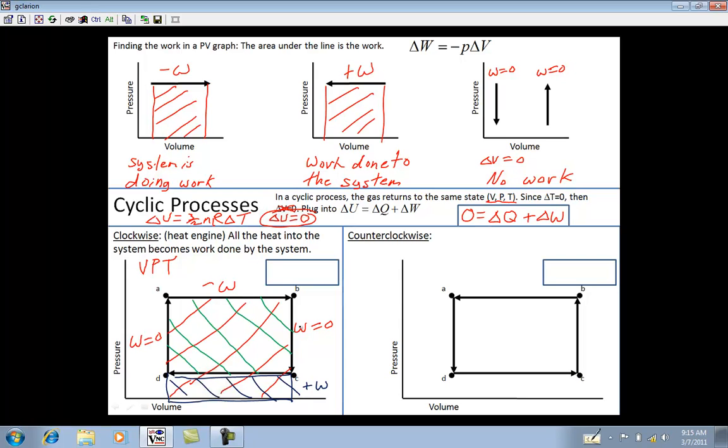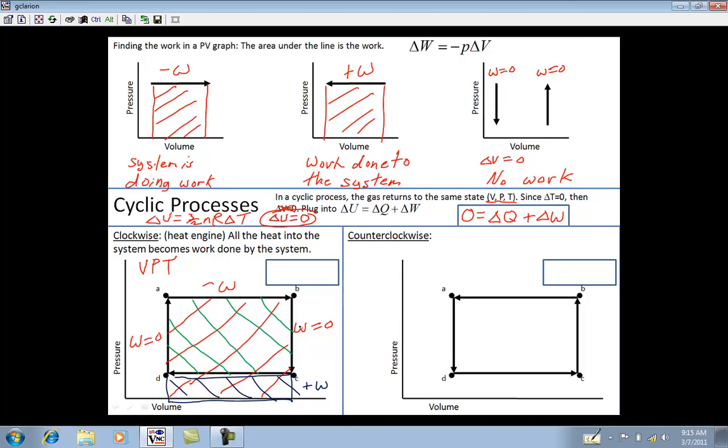Okay, but on each part from A to B, the pressure is constant. So it's isobaric from A to B. The pressure is constant from A to B, and then constant from C to D. And it's happening at different pressures. That's why less work is done in one situation as opposed to the other.